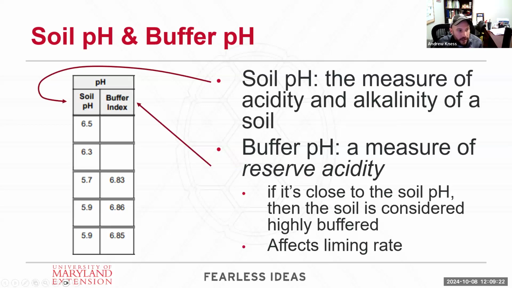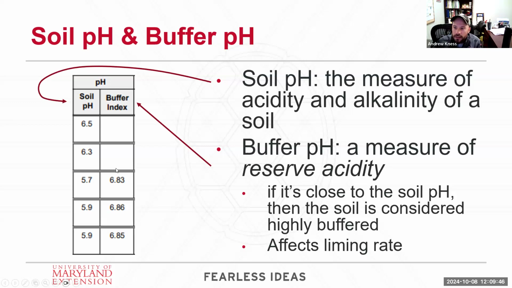So again, soil pH is the actual pH of your soil. This buffer index or buffer pH is the measure of that reserve acidity. Again, you don't really need to do anything with that number, because that buffer number is going to be used by the lab to calculate your liming rate. But just for your information, that's what those two numbers mean.